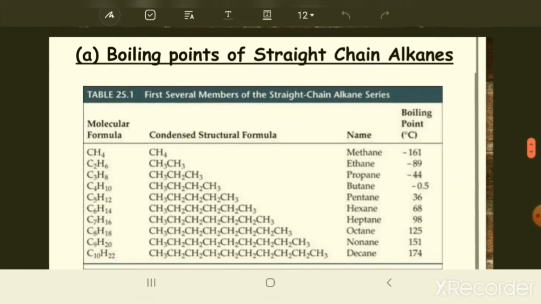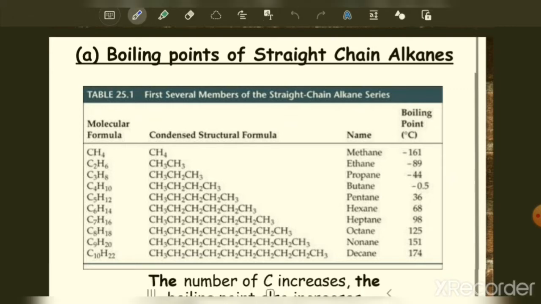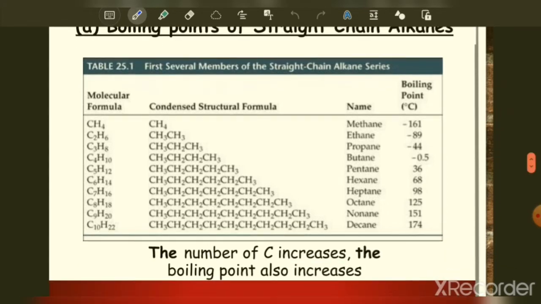For straight chain alkane, in general, the molar mass of alkane increases with the increase of carbon chain. From this table, we can see the increase in the number of carbon. For example, methane has one carbon atom and its boiling point is negative 161. It has a very low boiling point compared to decane that consists of 10 carbon atoms. The boiling point is high, that is 174 degrees Celsius. So we can conclude that as the number of carbon increases, the boiling point also increases.